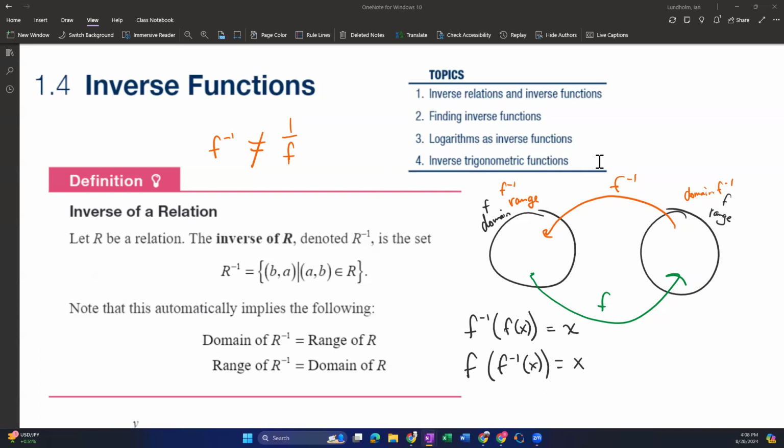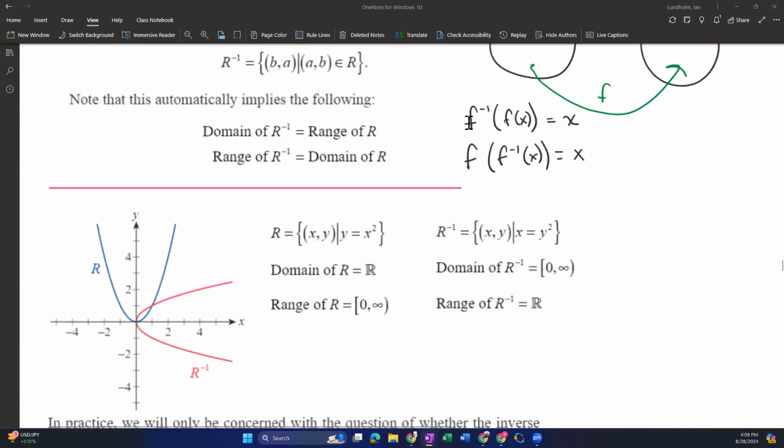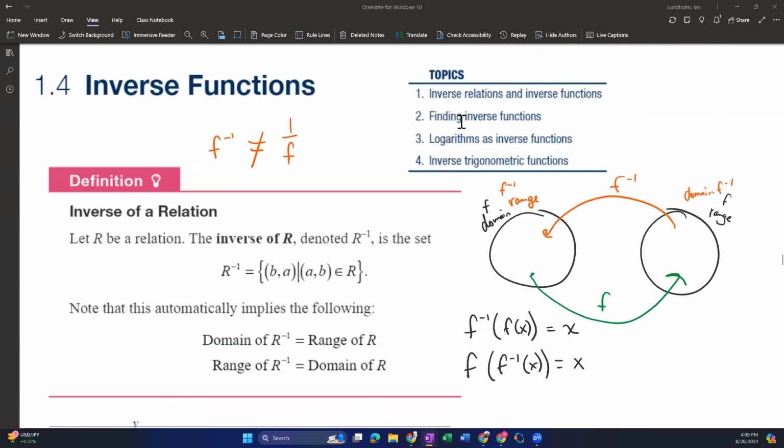I guess one more thing. Unless I have it. Oh, yeah, it's down here. We'll show that down there.